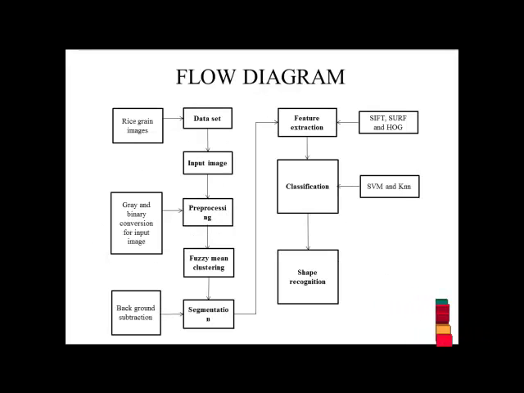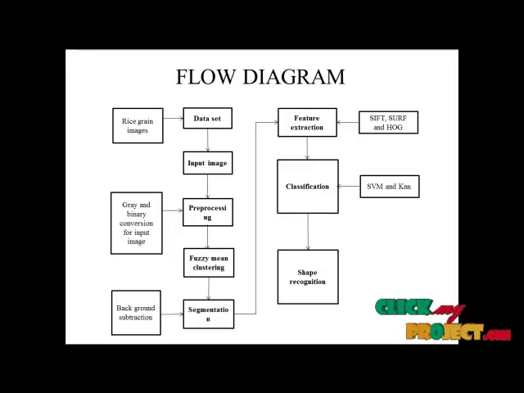The project flow diagram is to recognize the shape of rice grain images and improve the accuracy rate. Our input image was a variety of rice grain images. From those images, we choose one input image. After reading our input image, we apply pre-processing: image resize, gray conversion, binary conversion and filtering. Filtering removes the noise from the corresponding images.